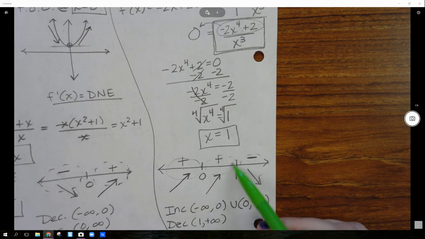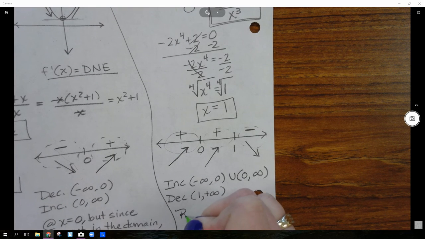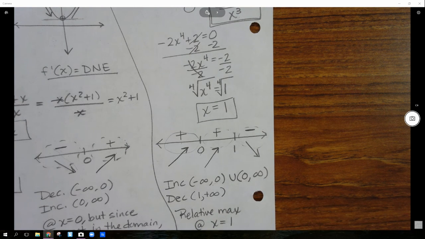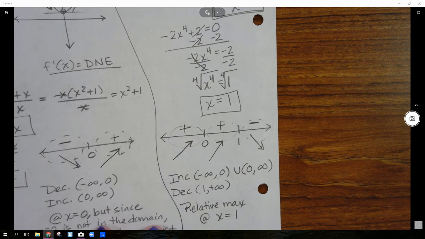Since we are increasing and then decreasing, f prime of x is changing signs. That means you have a relative maximum at x equals 1. And there you go. Hope that helped, everybody.